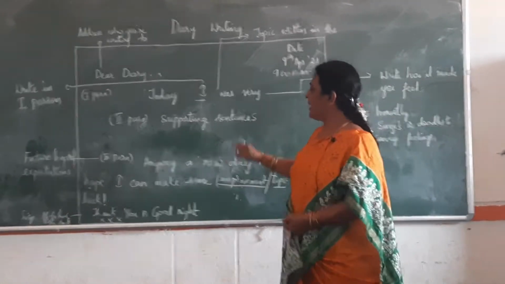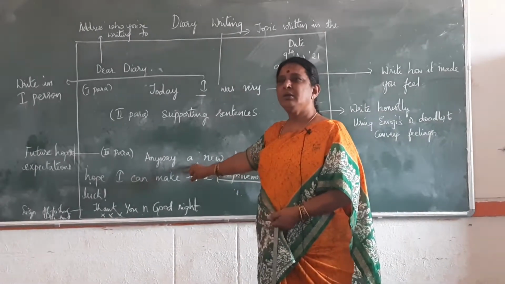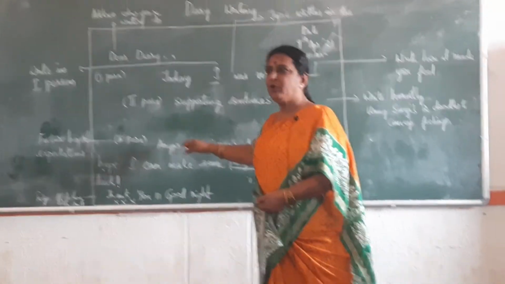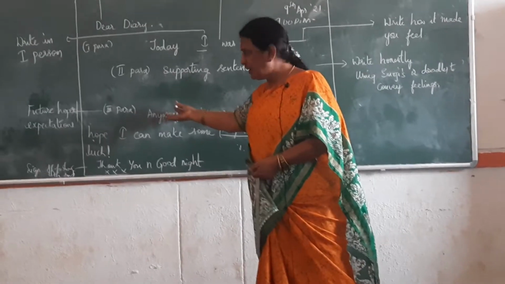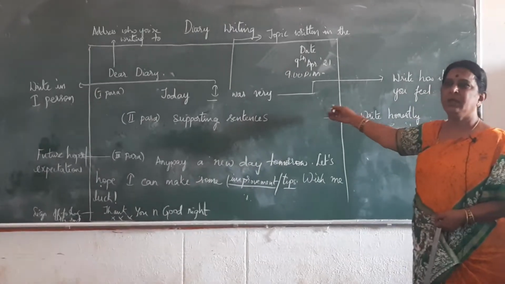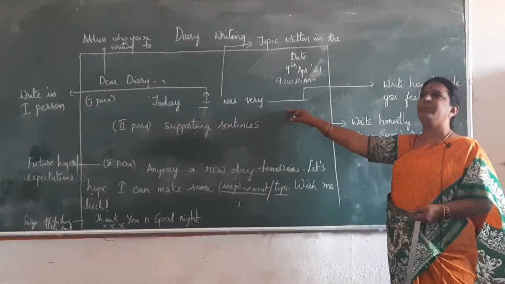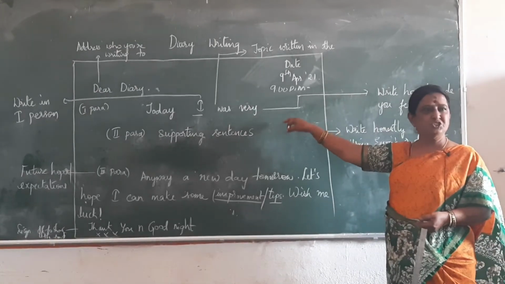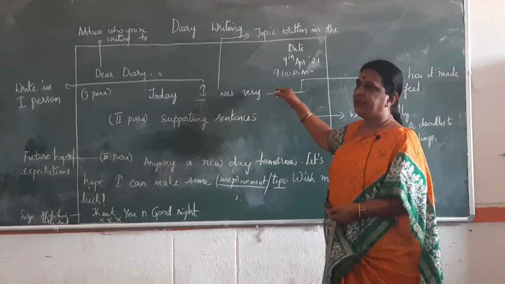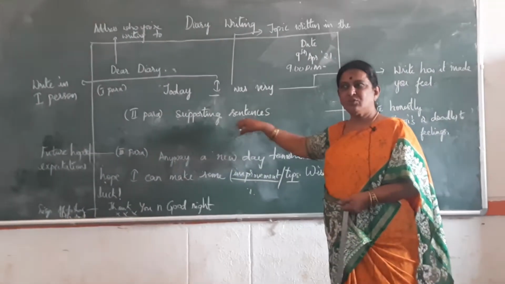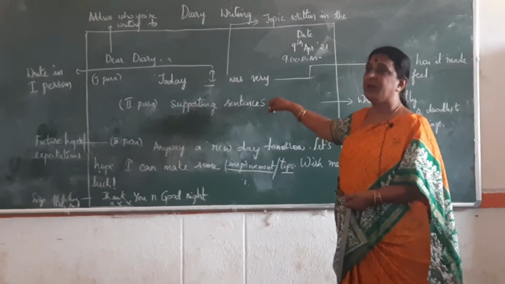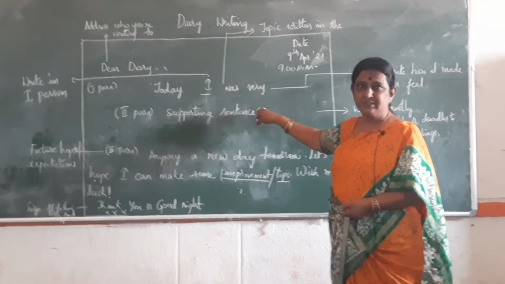And in the third paragraph, you should mention how you feel about the future, the next coming day, that is future hopes or expectations. For example, if it is a happy diary, say there was an examination conducted that day, and you did very well. You write how you did well, what questions appeared, how you felt, how other friends did, how you feel your answer is good. For that you will write supporting sentences.